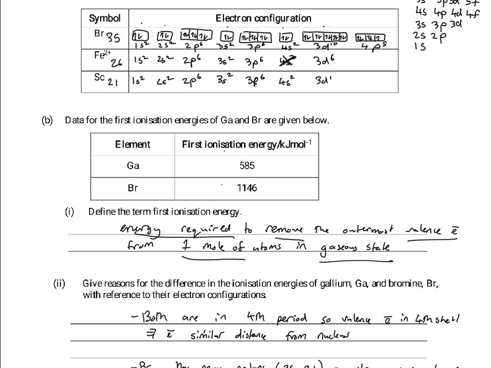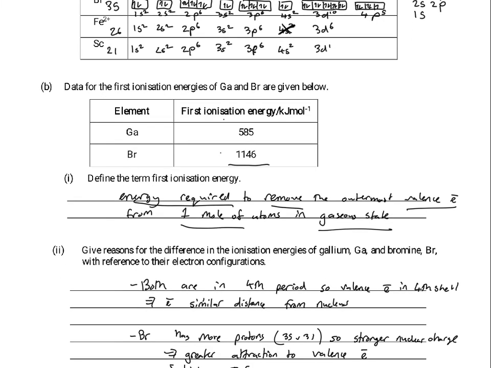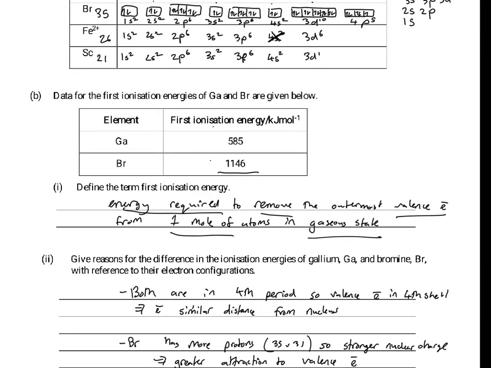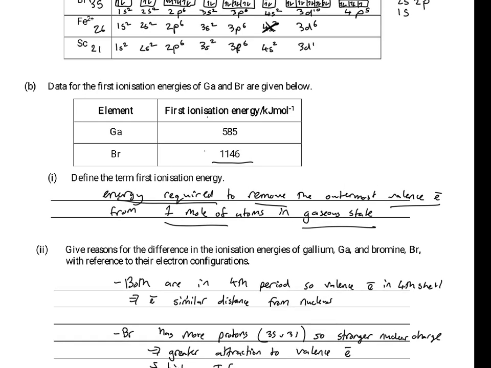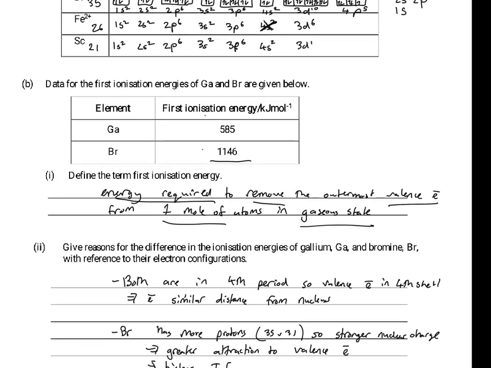So in terms of the table that we're given, what it actually means, because the value for bromine is higher, that means it takes more energy to remove 1 electron from a bromine atom than a gallium atom. And the next question is asking us to try and justify why that is with reference to the configurations. So first thing you notice when you're comparing these is that both of them are in the 4th period. So what that means is they both have valence electrons in the 4th shell. And the implications of that are the electrons are a similar distance from the nucleus, and that they have similar shielding because they have the same number of shells.